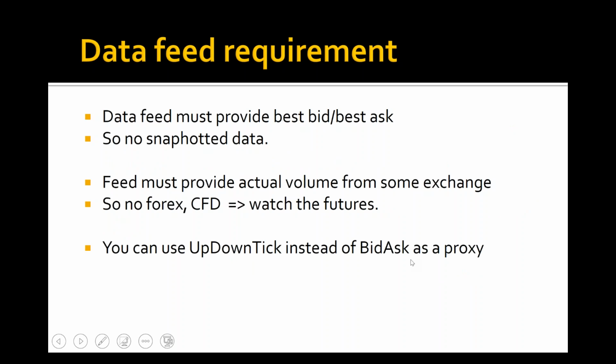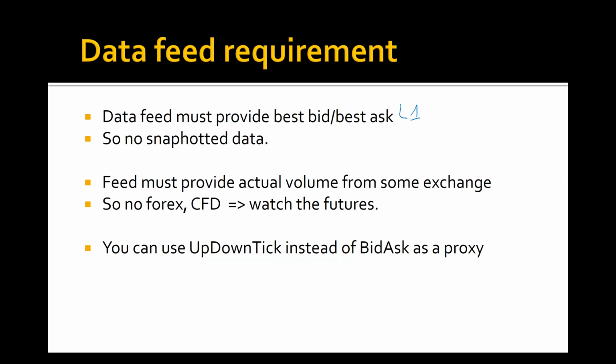We're back. So the data feed must be able to provide best bid, best ask. That's level 1 data. Most data feeds provide this data: CQG, Rithmic, Barchart, eSignal, everything. They provide all this data correctly.